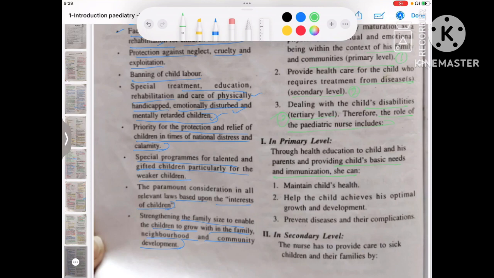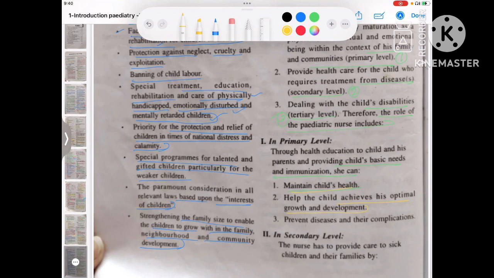So here, we maintain the child's health, obviously. We need to maintain the child's health, which comes under the primary level. And the second one is to help the child achieve his optimal growth and development. Yes. So what is optimal growth and development? A 1 year baby has to try to stand up, right? A 6 month baby has to try to crawl. The baby has to crawl and achieve some of the milestones. So 1 month and 2 month, 3 months, same like that.